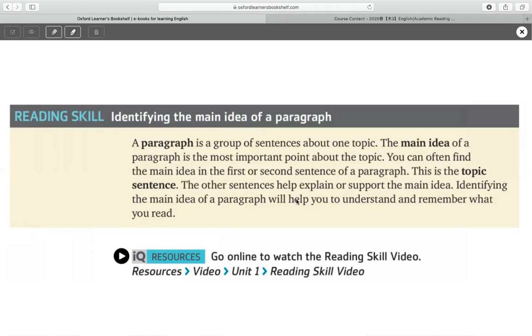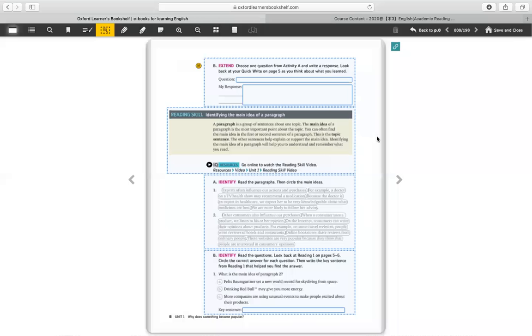The other sentences help explain or support the main idea. In other words, topic sentence is the head of the paragraph, and other sentences are like body and legs and that provide support. So always when you read, identify the main idea, okay? Because identifying the main idea of a paragraph will help you to understand and remember what you read, okay? So let's look at some exercise on main idea, and then we go to the main reading.